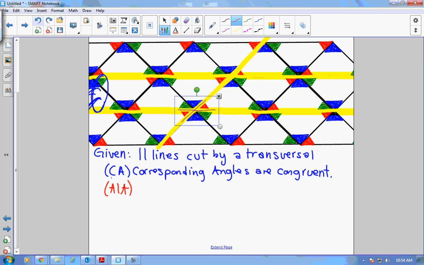AIA. Given parallel lines cut by a transversal, alternate interior angles are congruent. Given parallel lines cut by a transversal, alternate interior angles are congruent.